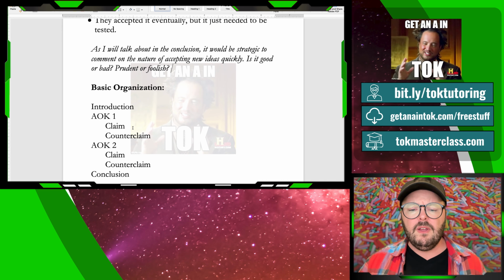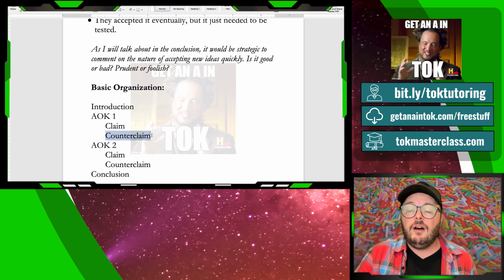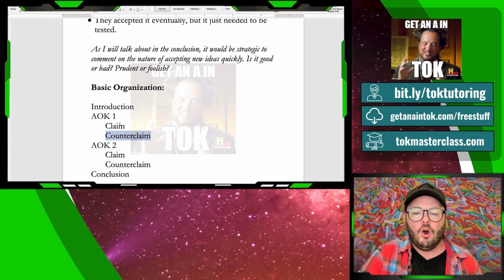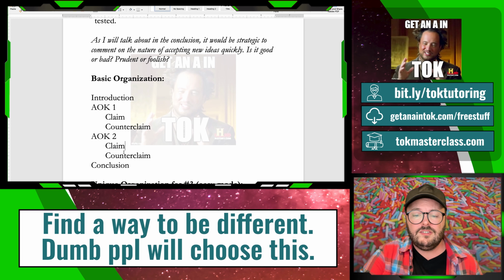Okay, now, here's what most people do. Basic organization: we have a really lame introduction, then AOK 1, so for example, human sciences. Then we have 2 different ways that a fresh idea was accepted slowly. Or maybe, here's how something was accepted slowly, here's why something wasn't accepted slowly. We do the same thing for science. Here's when something was, here's when something wasn't, and then we just summarize. That's gonna score a 4. That's gonna score a 5.